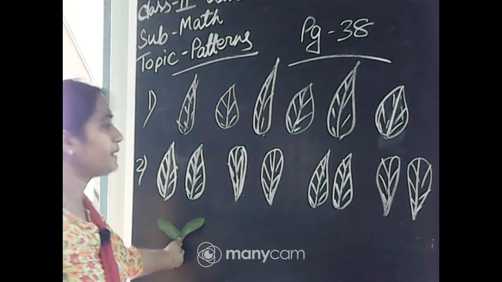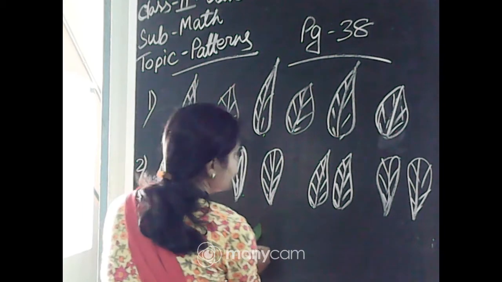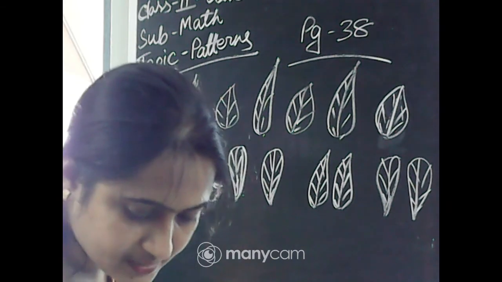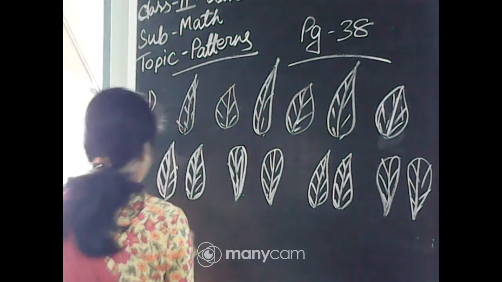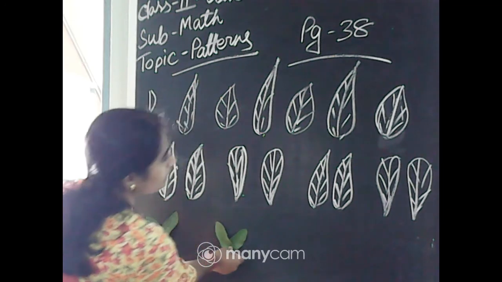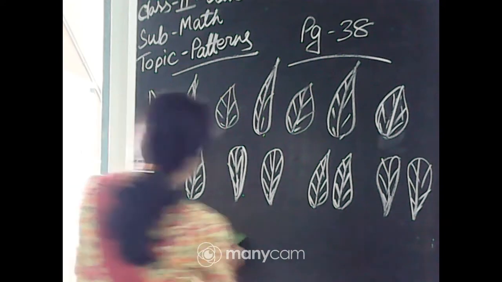This is another pattern. Again, two leaves in this manner, in this way. This is the pattern. Please, all of you, guava leaf. This is the guava leaf. You can make the pattern in this way, okay. This is the pattern, okay, all of you.